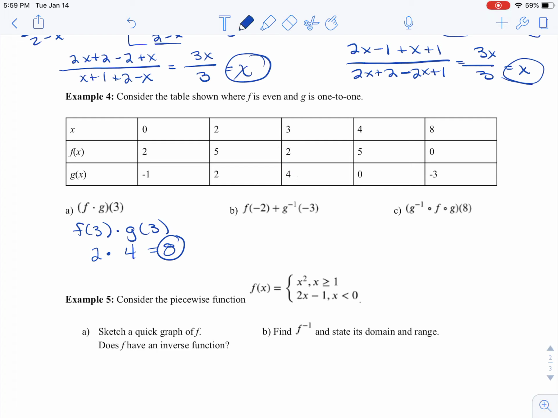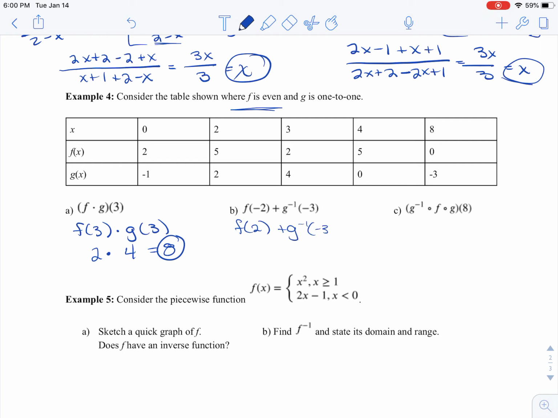Okay. Here we want f of negative 2 plus g inverse of negative 3. Now here you might be saying, well, we don't even have an f of negative 2 value, but we were told that f is even. So that means f of negative 2 is equal to f of 2.